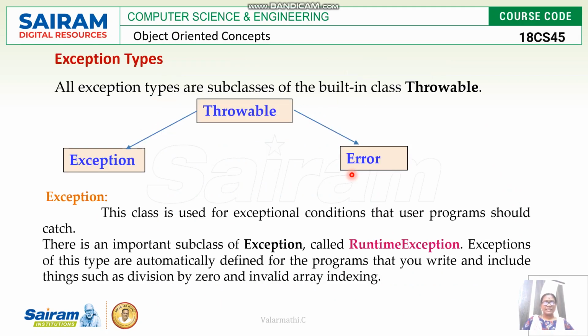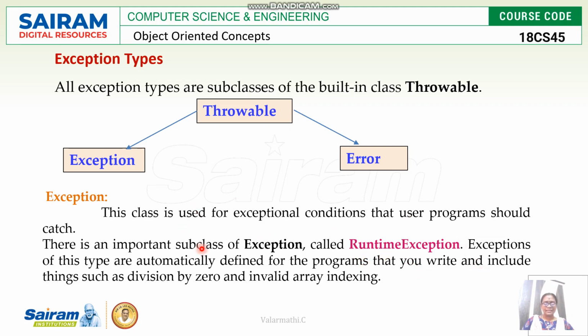Coming to its types, all exception types are subclasses of the built-in class Throwable. So the base class of exceptions in Java is called Throwable. This Throwable class is classified into 2 types: one is Exception, another is Error. Exception is mainly used for exceptional conditions that the user should catch. The foremost exception is called RuntimeException.